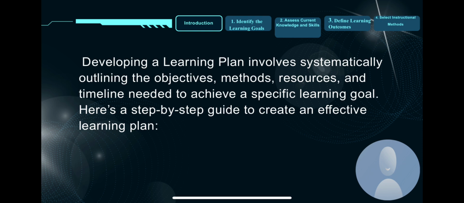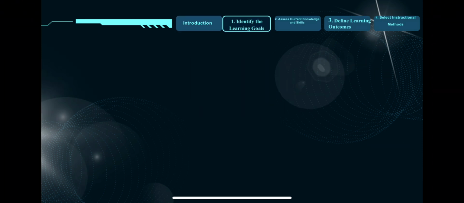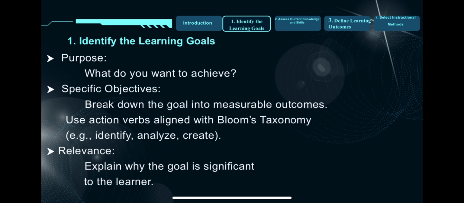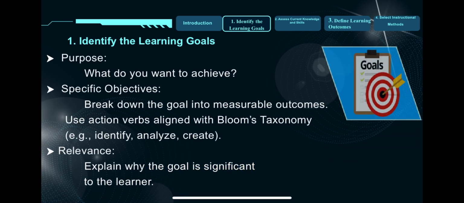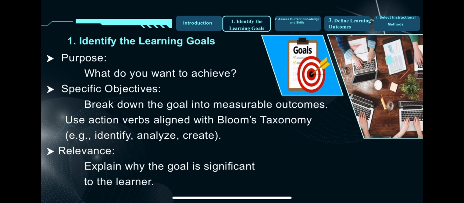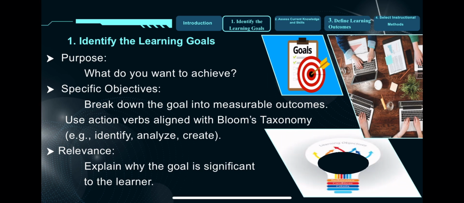So now, here's a step-by-step guide to create an effective learning plan. Let's break down the steps of developing a learning plan. The first one is identify the learning goals. The purpose is, what do you want to achieve? And the specific objectives break down the goal into measurable outcomes. Use action verbs aligned with Bloom's taxonomy, for example, identify, analyze, and create. The relevance is to explain why the goal is significant to the learner.